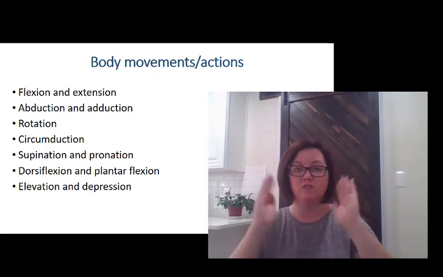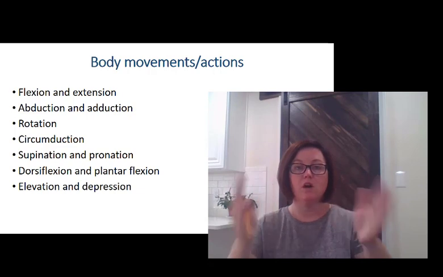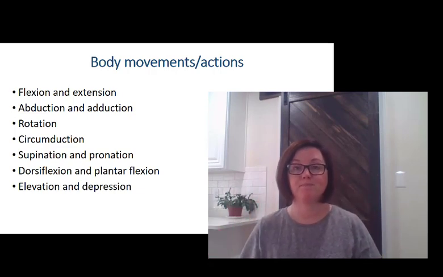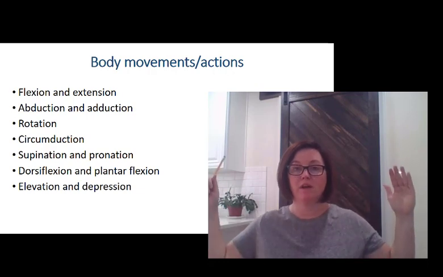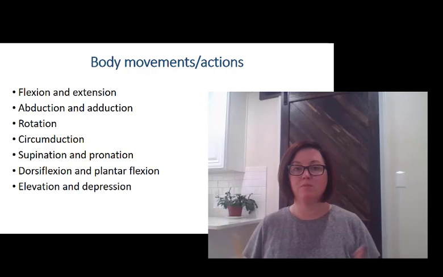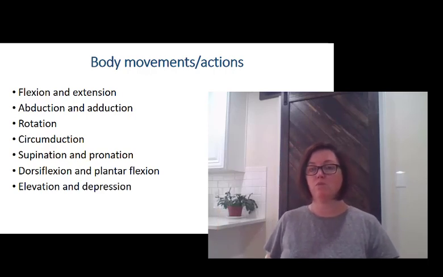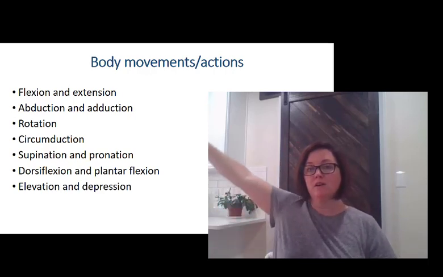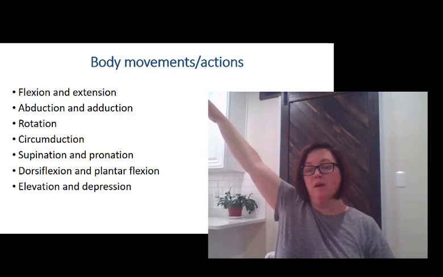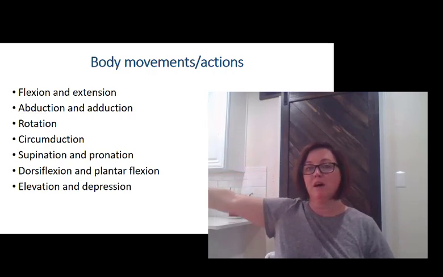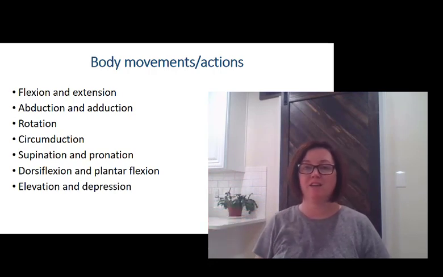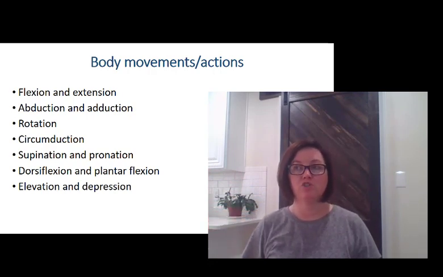So flexions and extensions typically occur in the anterior-posterior plane. Abduction and adduction are opposite actions too. And these are dealing with movements going from the midline towards the right or left, or from the right or left towards the midline. So for example, when you raise your arm to the side, that's abduction. And then when you bring it back in towards the midline, when you add it back into your body, that's adduction.